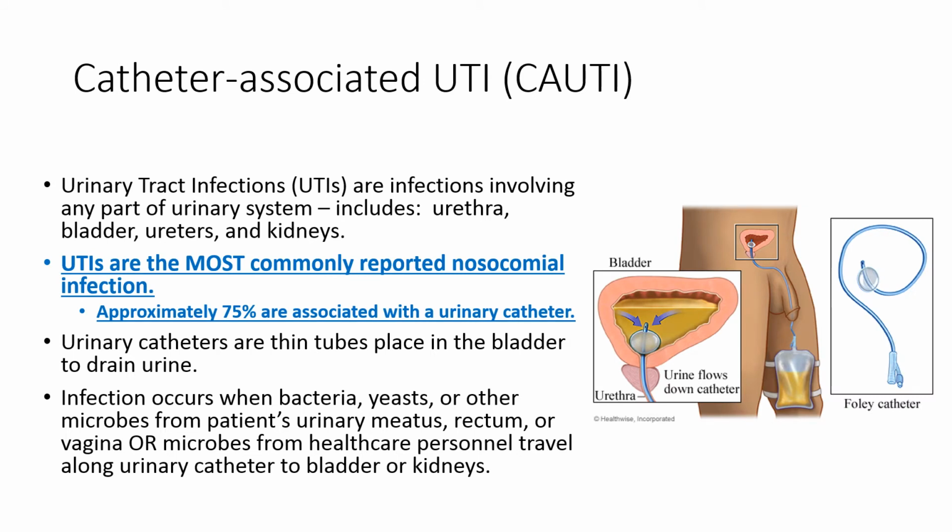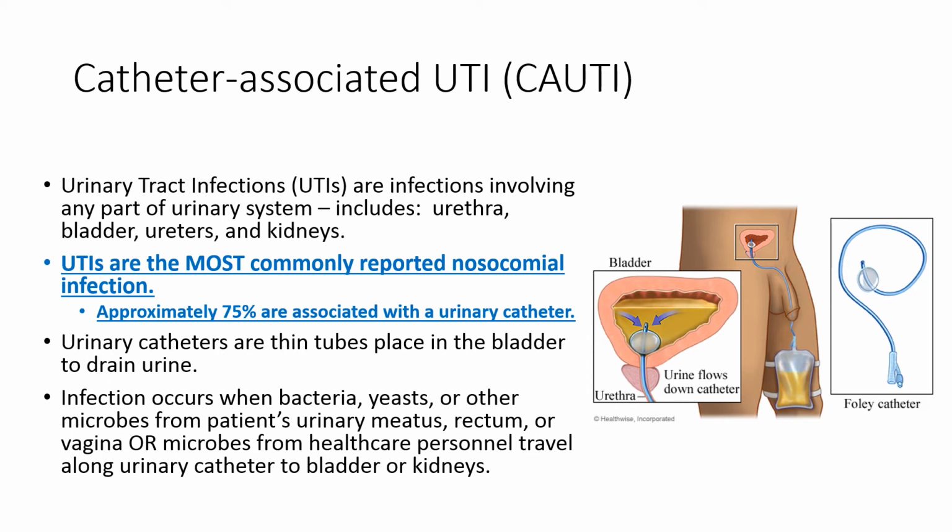Catheter-associated UTIs are infections that involve any part of the urinary system. This includes the urethra, the bladder, the ureters, and the kidneys. And UTIs, these urinary tract infections, are the most commonly reported nosocomial infection. Approximately 75% of UTIs are associated with urinary catheters.